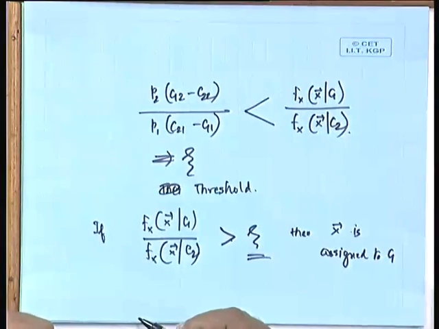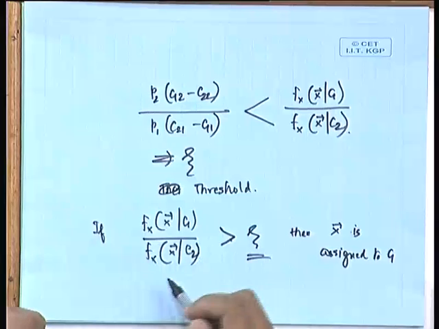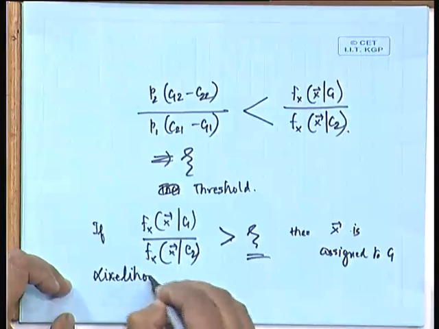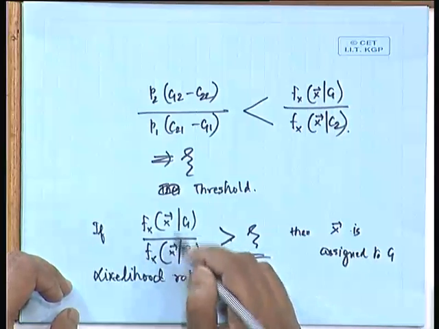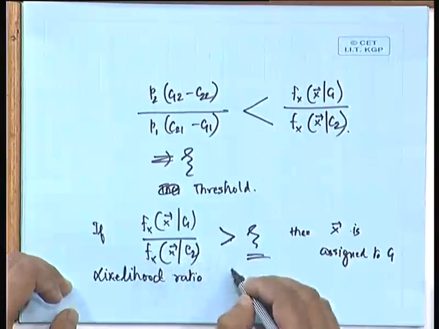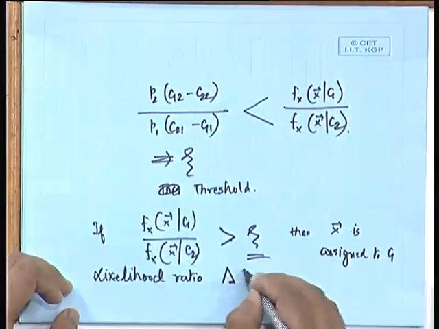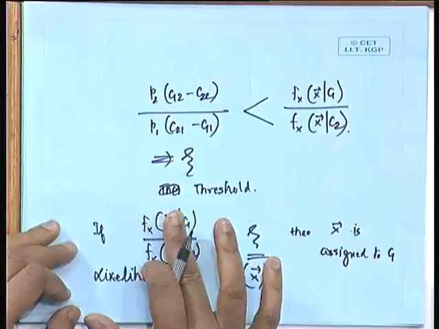Now, this quantity is a ratio of what? Ratio of the PDFs. That means this PDF is the likelihood of C1 and this is the likelihood of C2. So, this we can call a likelihood ratio. So, this is what is called the likelihood ratio, defined in terms of the likelihood of what? Likelihood of x vector. So, that is why we express the likelihood ratio as capital lambda of x vector.